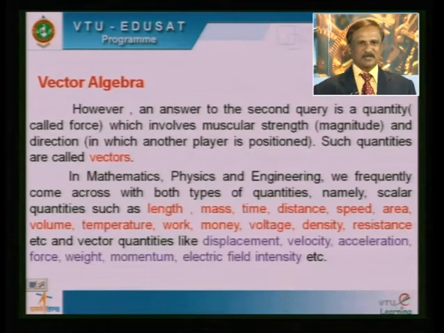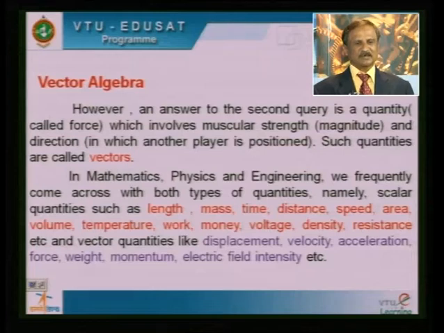So in mathematics, physics and engineering, we frequently come across both types of quantities, namely scalar quantities as well as vector quantities. Scalar quantities means, for example, length. If you want to measure the length of the room, then we have used the words mass, time, distance, speed, area, volume, temperature, work, money, voltage, density, resistance, etc. All these quantities you may call scalar quantities.